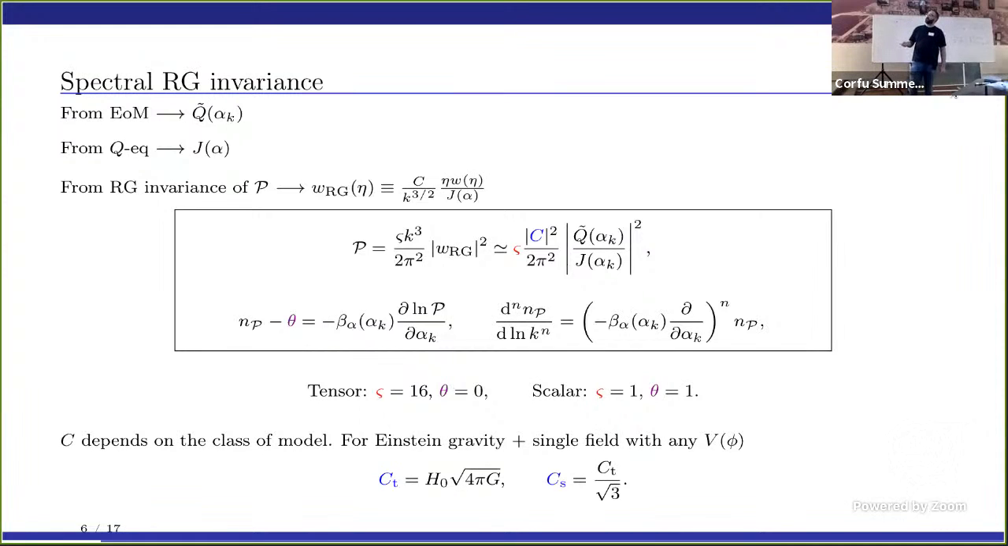These are slightly different in the case of tensor perturbation or scalar perturbations. And also this C depends both on whether the perturbation is tensorial or scalar, and also on the model, but in a very general way. For example, single scalar with Einstein gravity, any potential will give you this C. So it depends on the model, but in a very general way.